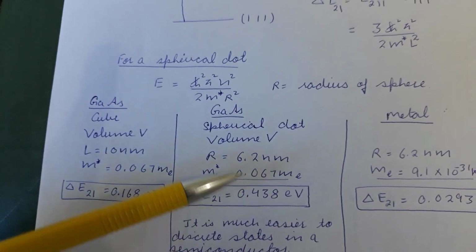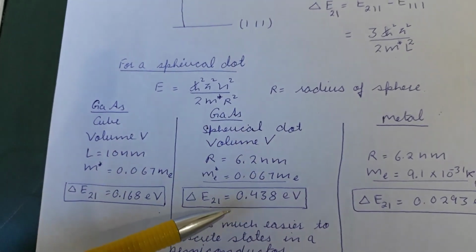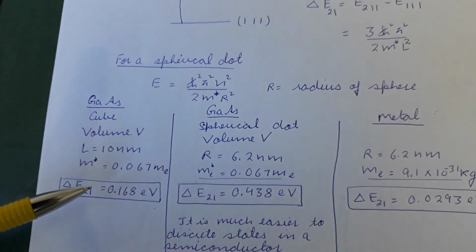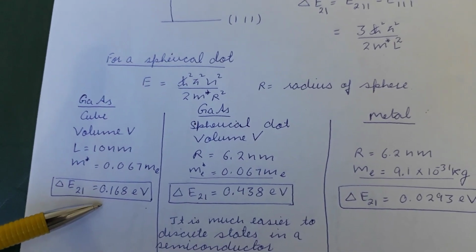So it means that if it is a spherical quantum dot, it is much easier to get discretization or quantization as compared to a cubic structure.